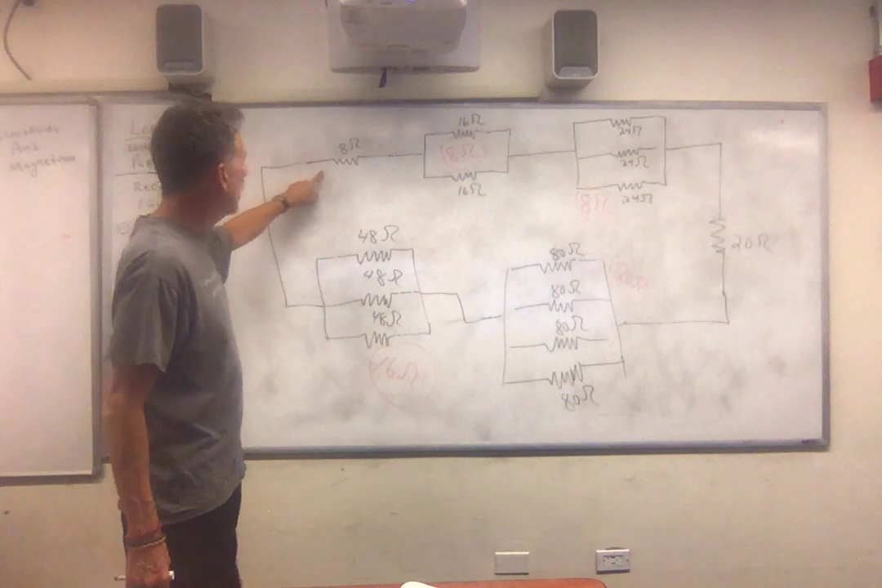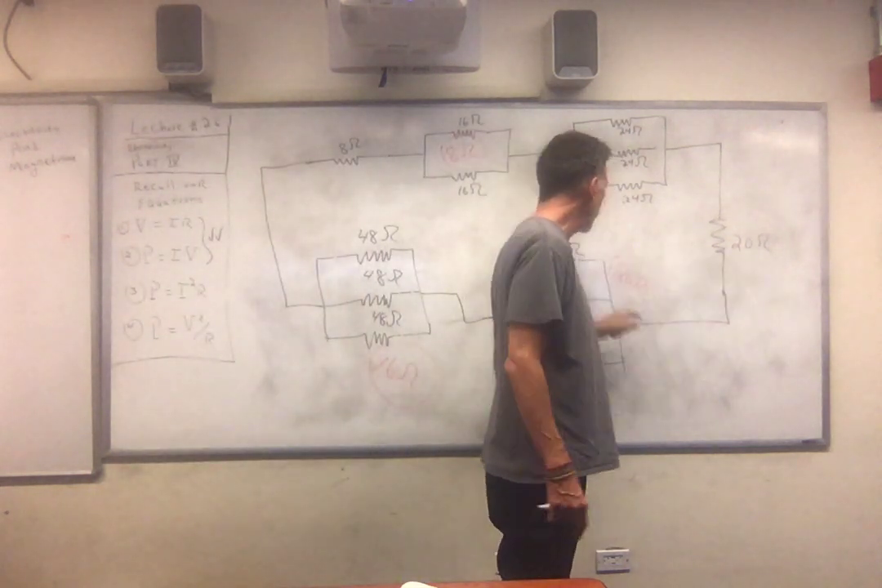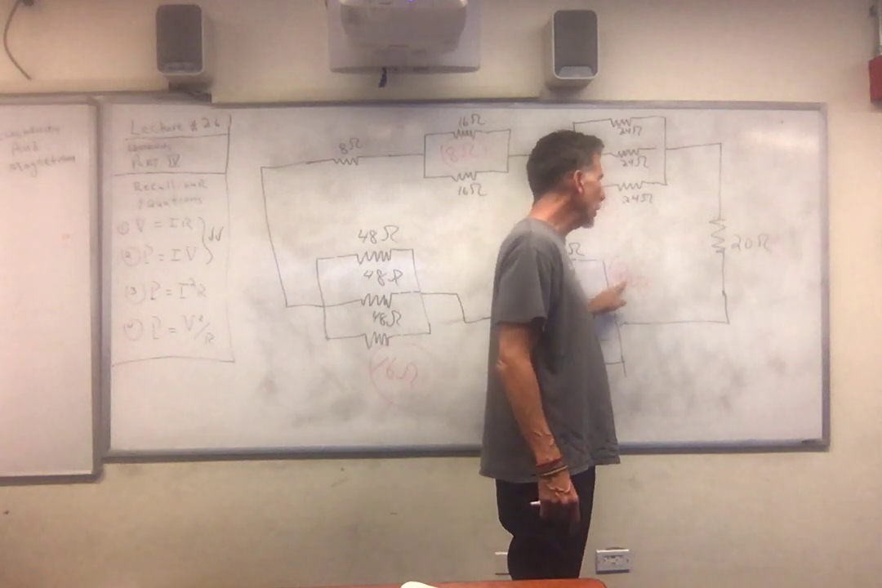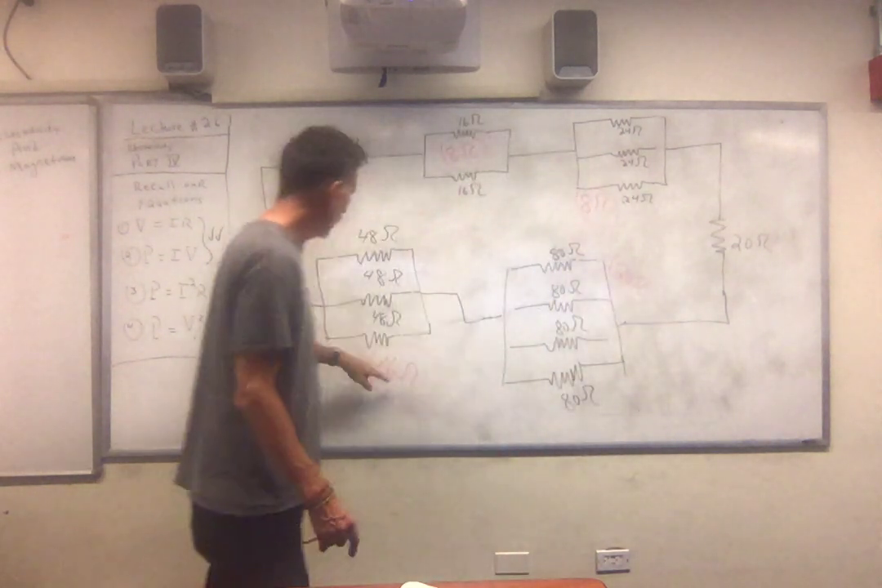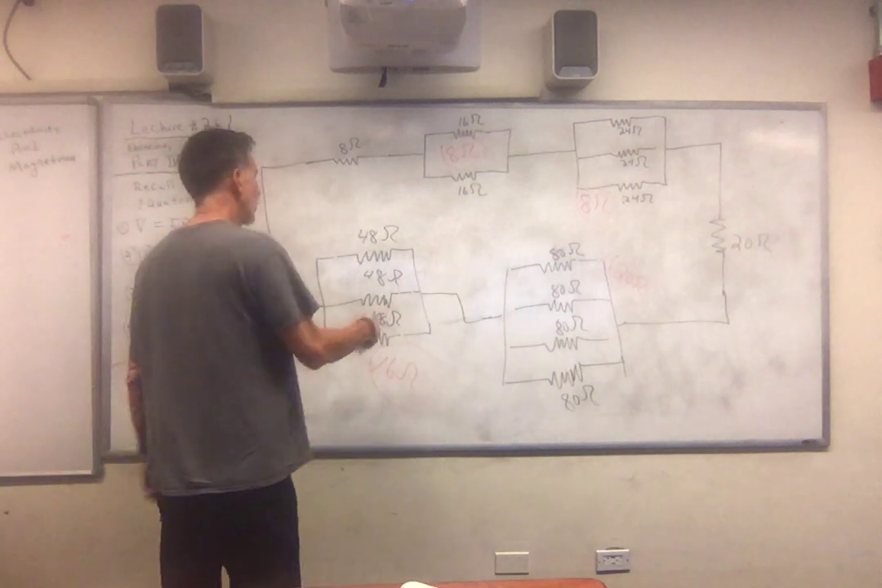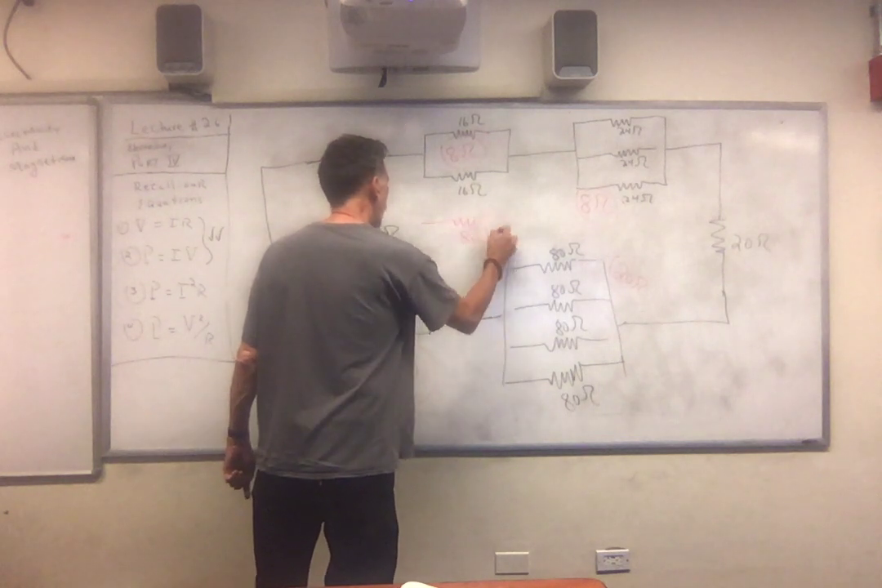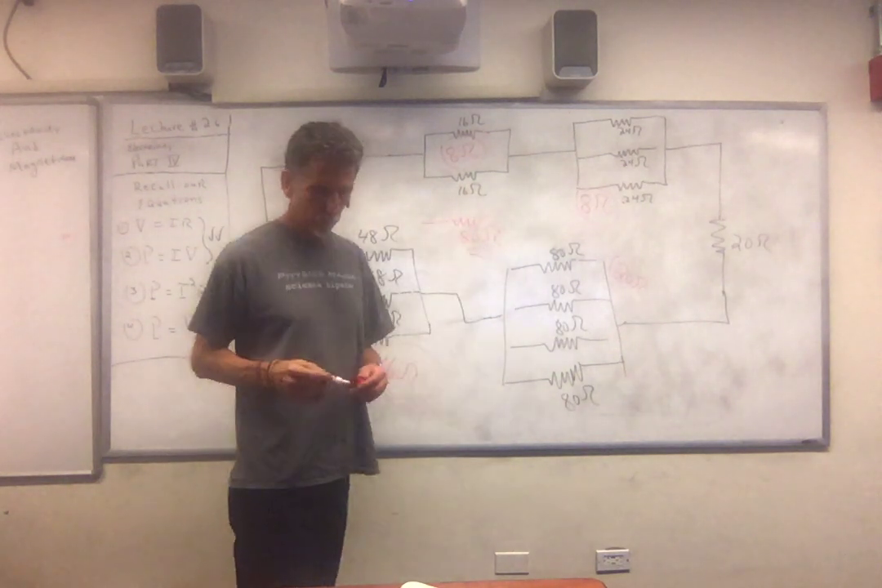So the equivalent resistance is 8 plus 8 plus 8 is 24, plus 20 is 44, plus 20 is 64, plus 16 is what? 74, 80. So the equivalent to this whole thing is 80 ohms. That's R equivalent. And that's my answer.